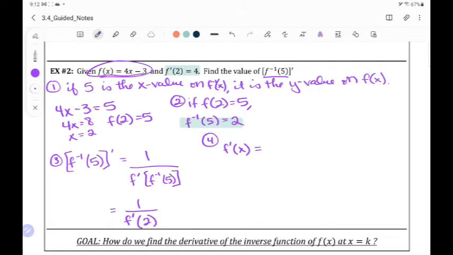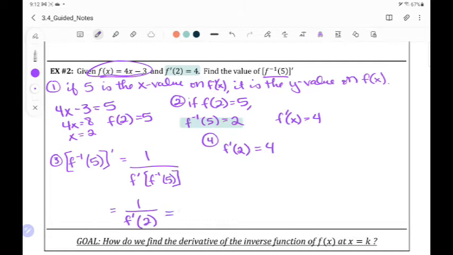F prime of, oh, I'm sorry. Two different things. We know that f prime of 2 equals 4, so I can erase this part. F prime of 2 equals 4. If we took the derivative of the function, f prime of x would equal 4 because this is a linear function, right? It has a steady slope. It's always going to be 4. So f prime of 2 equals 4.